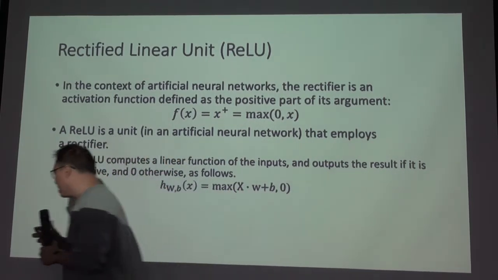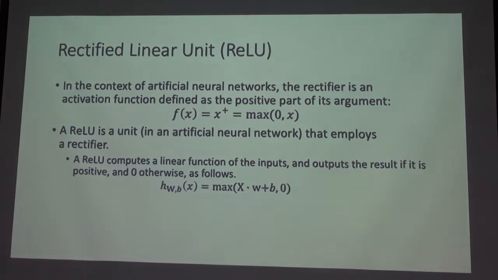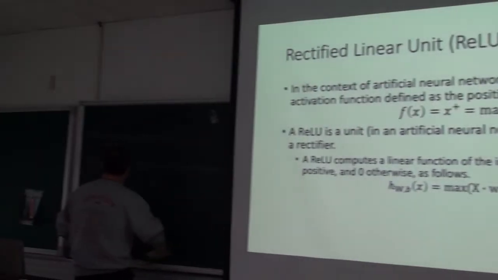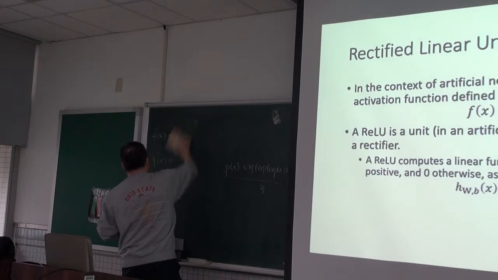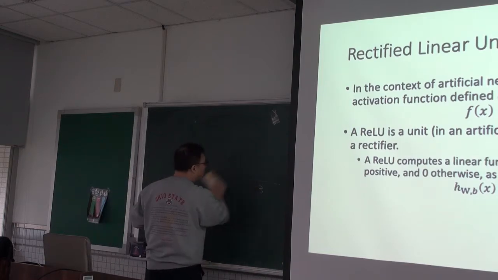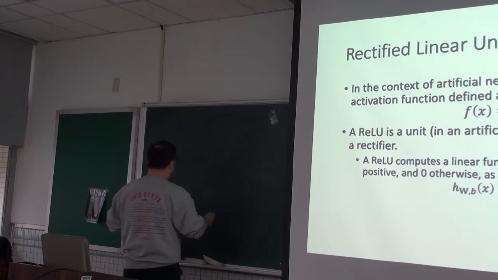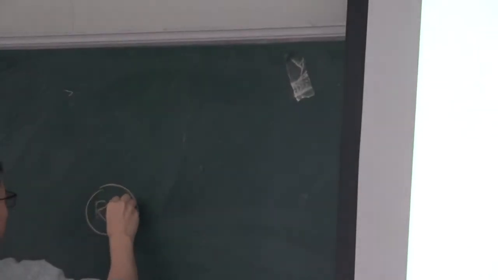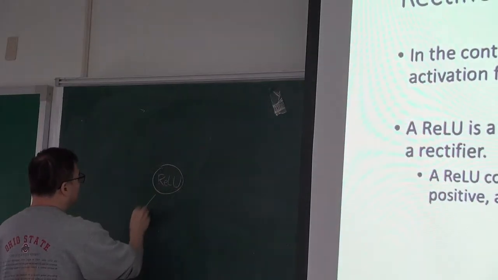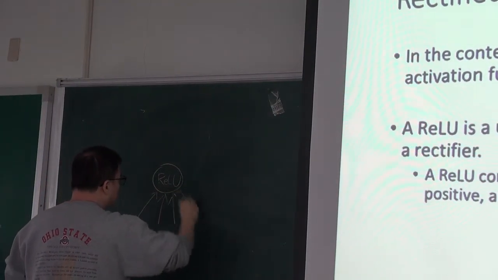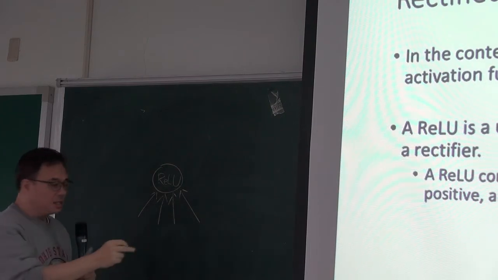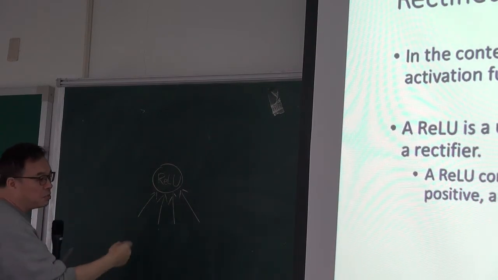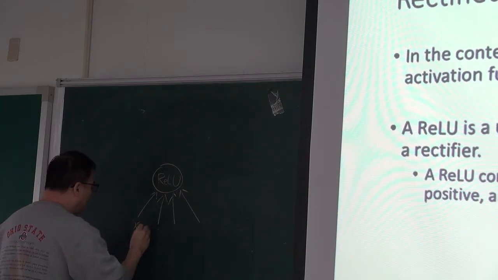Why? Because the ReLU is actually a unit, right? So what happens is that it's going to be something like this one. This is ReLU. It's going to take the inputs from many other units. Each unit input will be represented as an xi. Maybe this is x1, x2, x3.